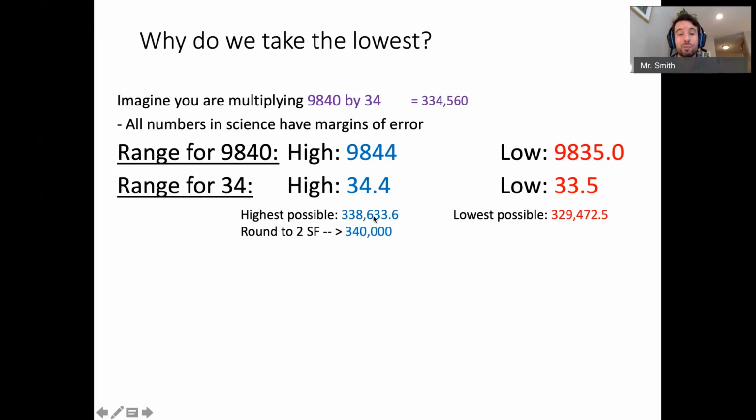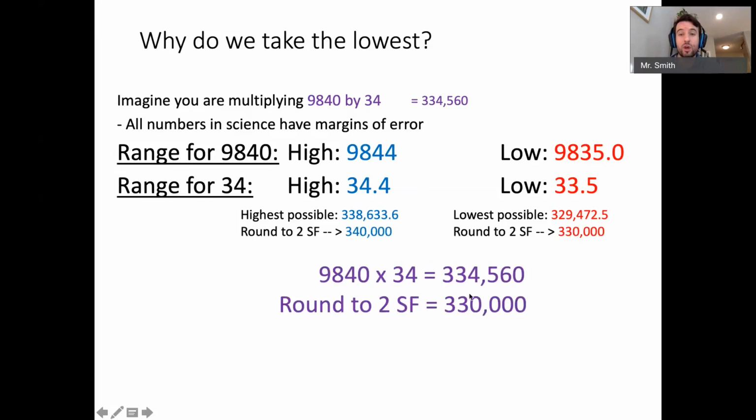Rounding this answer in blue to 2 sig figs, we get 340,000. Rounding this answer in red to 2 sig figs, we get 330,000, which if you remember from the previous slide, when we actually round our final answer to 2 sig figs, we get 330,000 as well. So 330,000 looks very similar then to these two answers. Again, this being a higher number, it's very possible that it could actually be a little bit different.